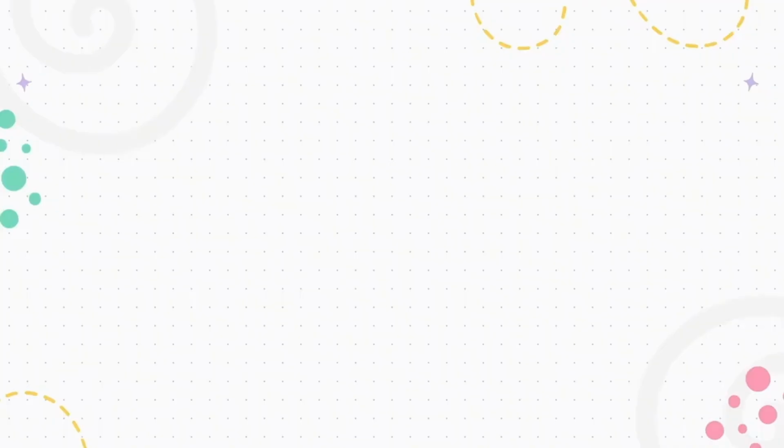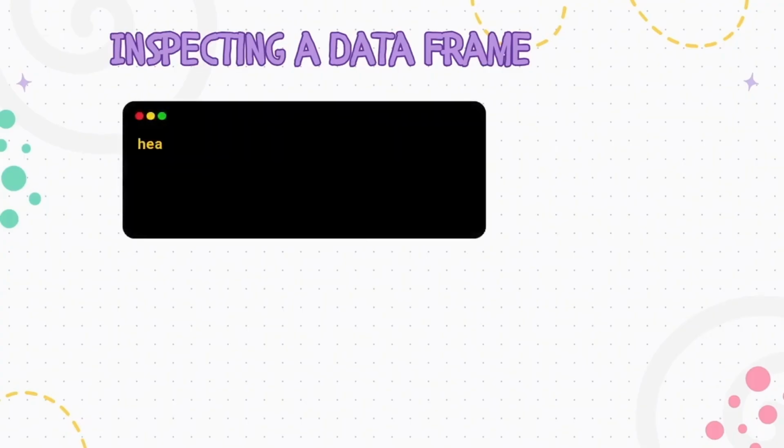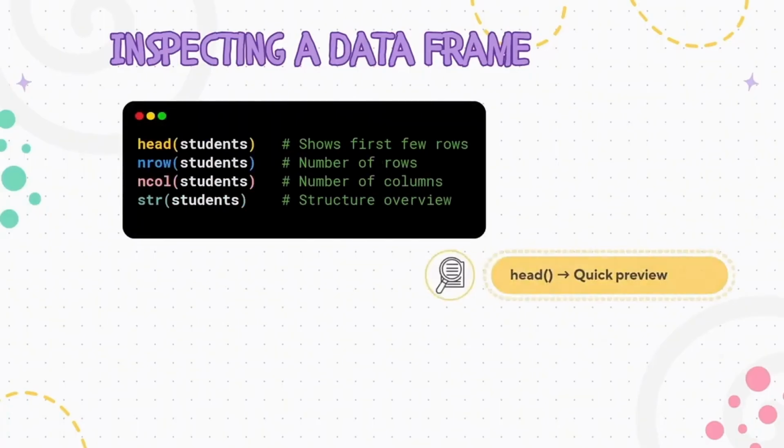Now, after talking about adding and removing columns from a data frame, let's discuss inspecting a data frame, which is a very important topic. Because whenever you load or receive a new dataset, the first thing you do is inspect it. So let's take a look at some of the methods or functions that help us in inspecting a data frame. First of all, we have the head function. This function lets us preview the first few rows of the data frame.